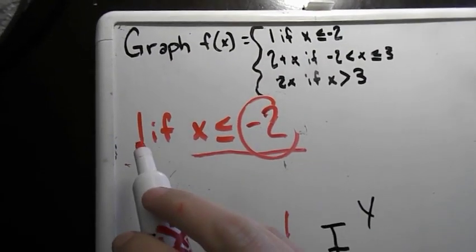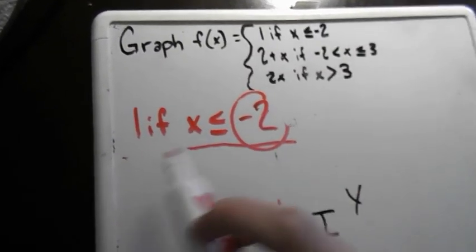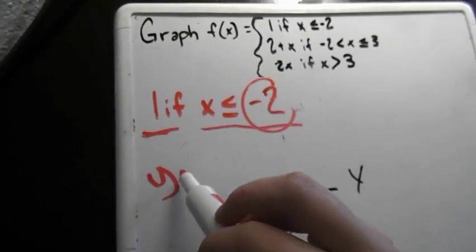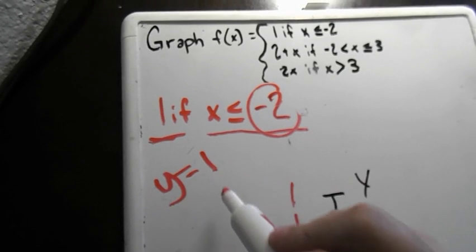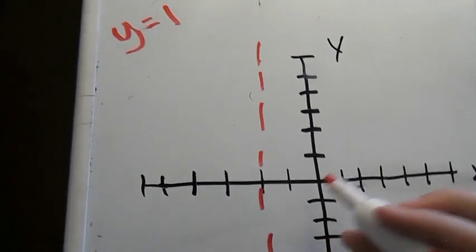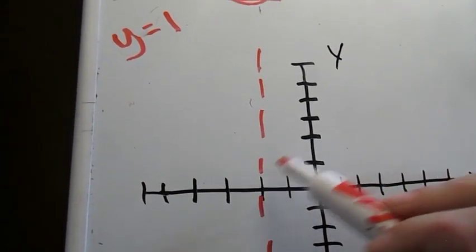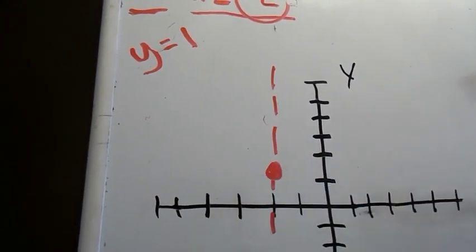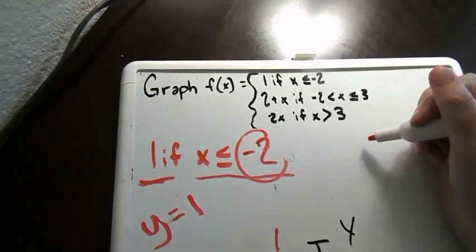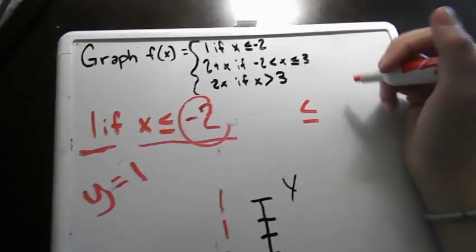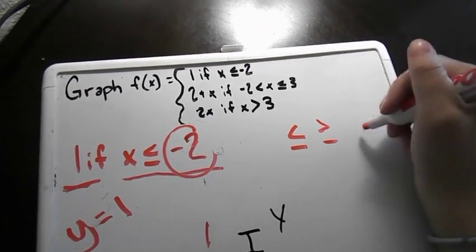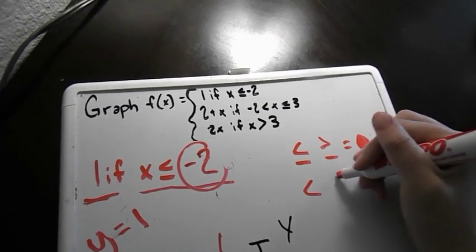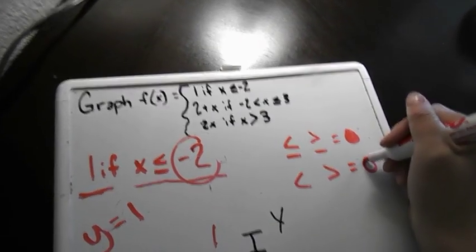So we come back up to the function, and since this is x, we know this has to be y, so this would equal y equals 1. Now we come back down to the graph and go over negative 2, up 1, and we draw a closed circle because in the function it has a less than or equal to. Less than or equal to and greater than or equal to have closed circles, and greater than and less than have open circles.